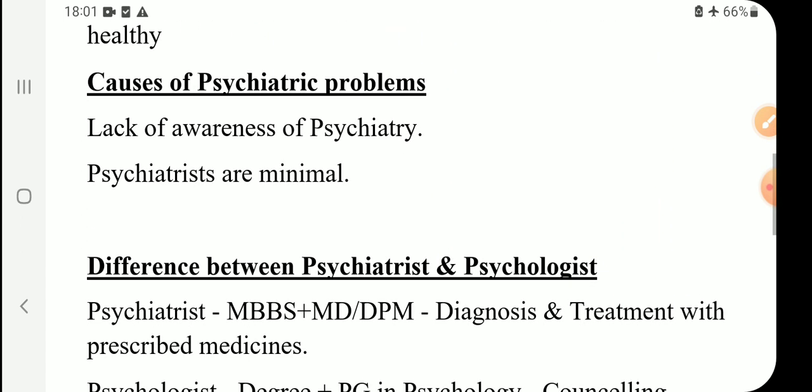And coming to the causes of psychiatric problems: why are psychiatric problems high nowadays? The main cause is the lack of awareness about psychiatry. As I said earlier, most people have misconceptions. They are scared to approach a psychiatrist, thinking about what other people will think of them, and that only mental people approach a psychiatrist. These kinds of misconceptions are more common nowadays. Another cause is that psychiatrists are minimal in number compared to doctors of other specializations. So these are the main causes of psychiatric problems.